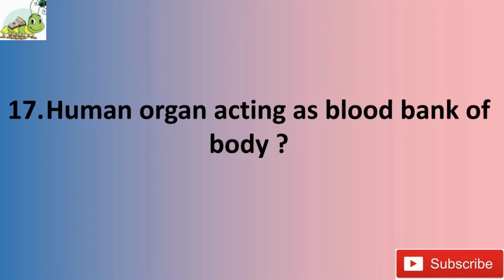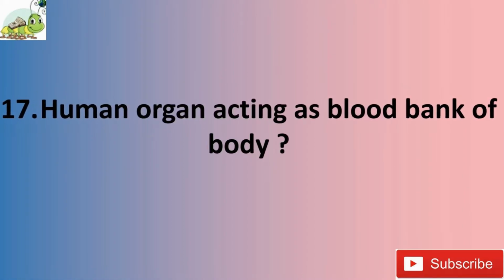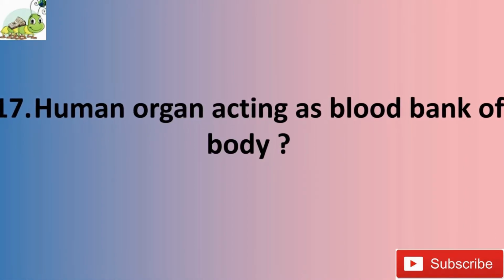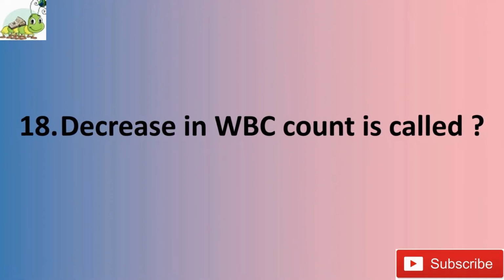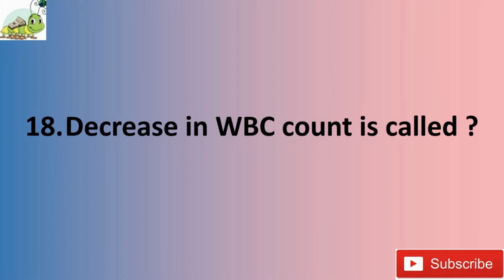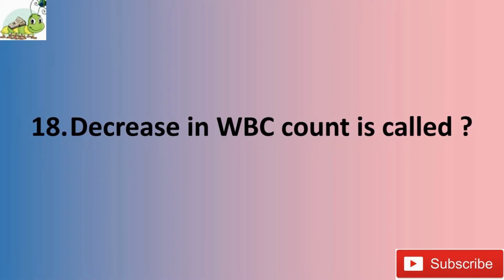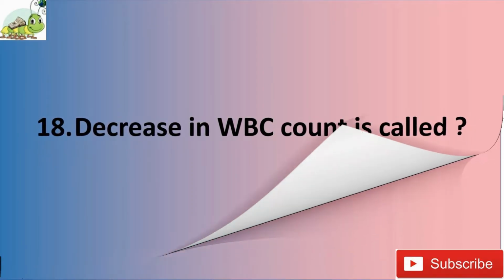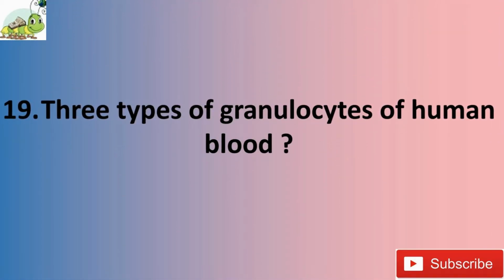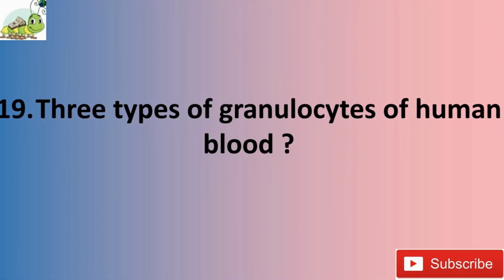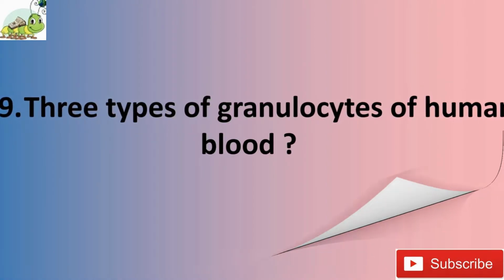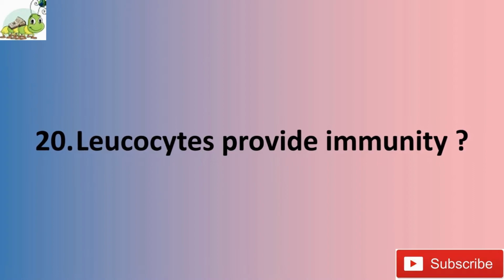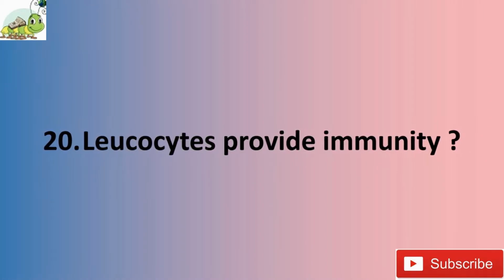Point number 17. Human organ acting as a blood bank of body, that is spleen. Point number 18. Decrease in WBC count is called leukopenia. Point number 19. 3 types of granulocytes of human blood, that are neutrophils, basophils and eosinophils. Point number 20. Leucocytes that provide immunity, the lymphocytes.